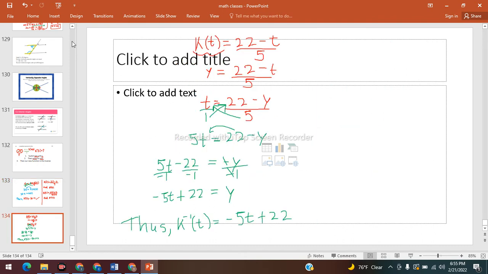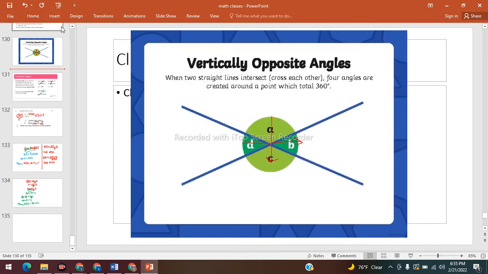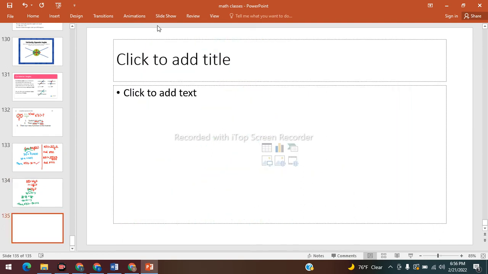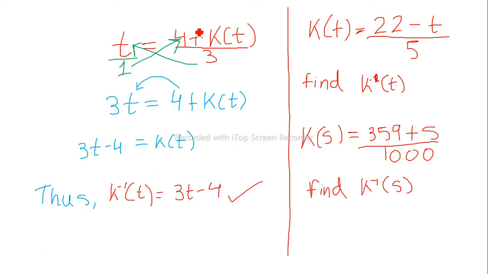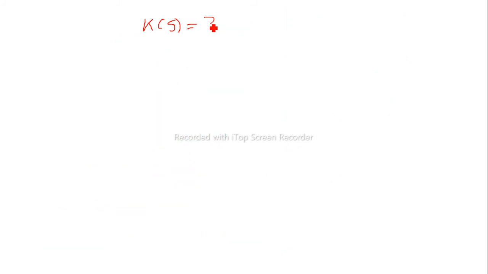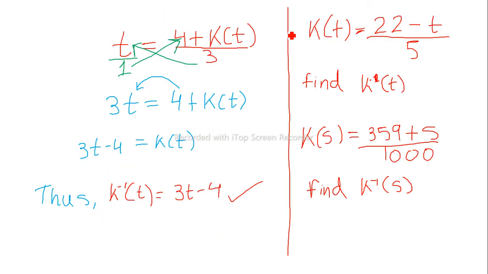Okay, so we have here a k of s. It's going to be equal to, what did we say it's equal to? 359, right? 359 plus s all over 1,000.